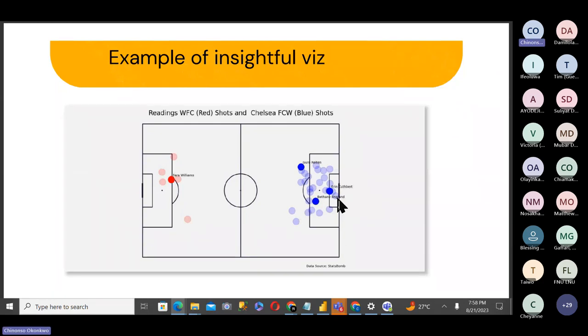You can also see that this data is providing context into who scored these goals. You can see Bethany England, you can see Erin Cuthbert, you can see Farrah Williams here. So this is providing context into who actually scored these goals, and this was done in Power BI. These shots were plotted in Power BI using the integration of Python in Power BI.